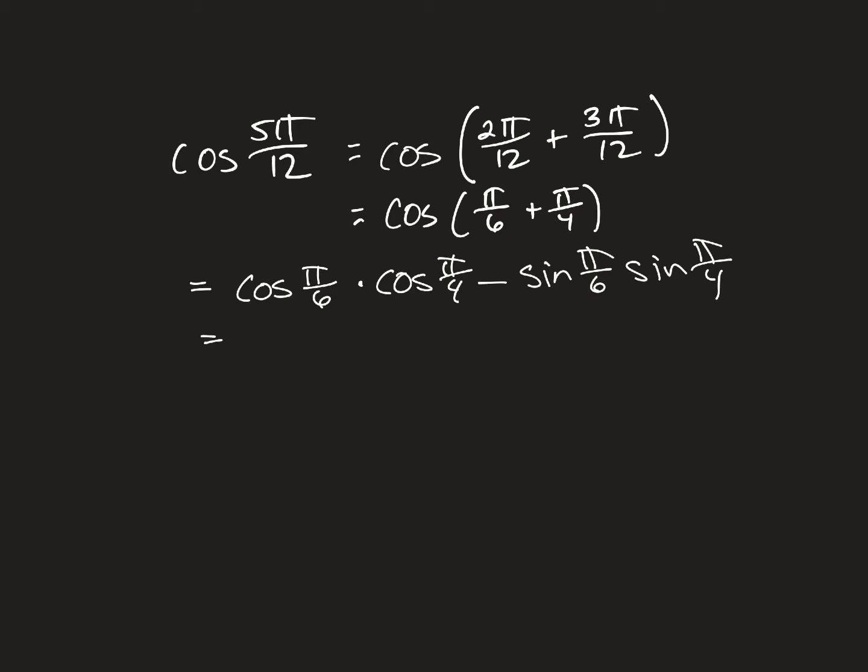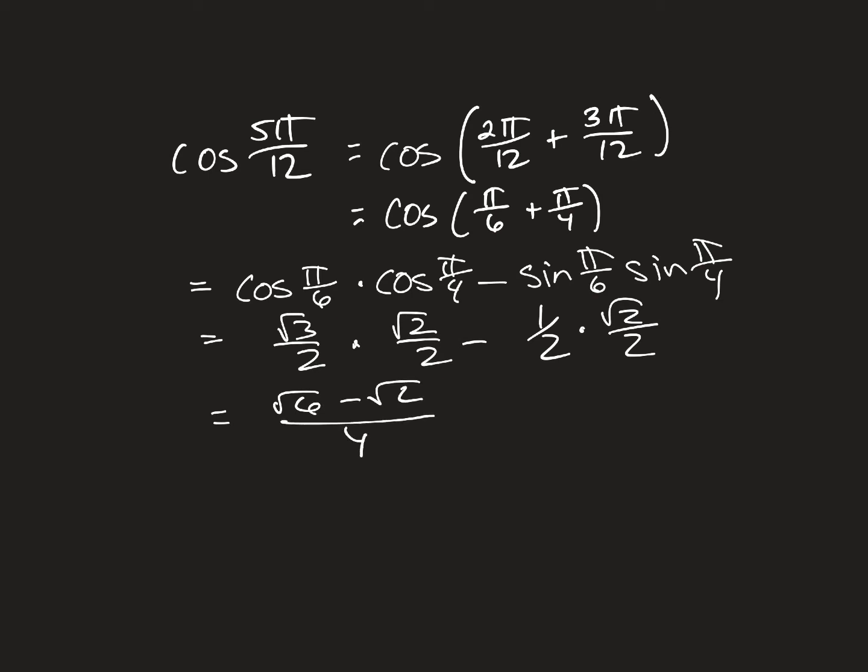And then it's just a matter of what we've done in the past, evaluating the cosine and sine of these various angles. Cosine of pi over 6 is root 3 over 2, cosine of pi over 4 is root 2 over 2, minus sine of pi over 6, which is a half, times root 2 over 2. And this is just going to become root 6 minus root 2 over 4. So that's one example of how you might use this, in this case, the cosine of a sum.